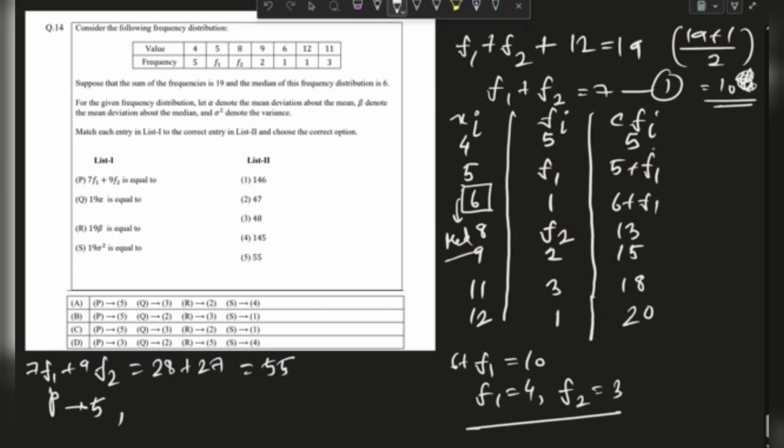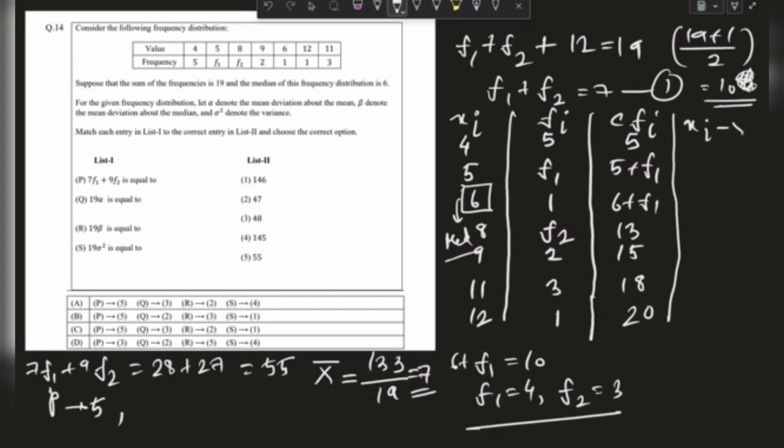Yeah, so we will try to find out the mean of this distribution. So mean is basically x bar. Now if we add all of this, this will come out to be 133. I've calculated this, divided by the sum of the frequencies, which is 19. So x bar is 7. So we will make another column here, which is xi minus x bar. Now for xi minus x bar, we have to just subtract all of this from 7. So this will become minus 3, minus 2, minus 1, 1, 2, 4, and I guess this is 5.